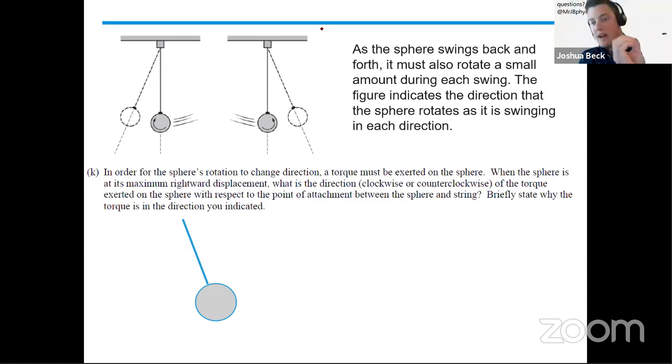Again, if we zoom out from another point of reference, it's rotating like this. But if we zoom in and we just track that connection point, then we're going to see the bob over here, and then the bob here, and the bob here. So that's what this question is asking about. It says, with respect to the point of attachment.